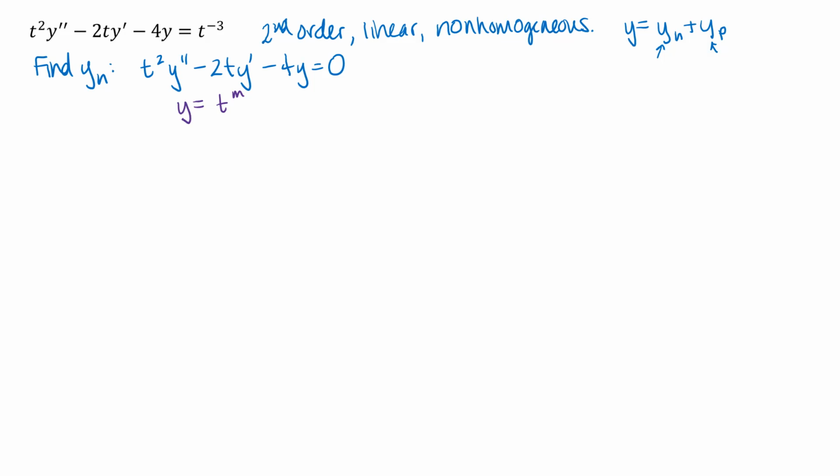If you just look at the form of this and think about taking derivatives, and the derivatives multiplied by t squared and multiplied by minus 2t, and then the original function multiplied by minus 4, all those are going to have to add up to 0. So you're going to have lots of cancellation. So you might guess that the solution is of this form, t to the m. And just as we've done with several different methods, we're going to make that guess, make some substitutions, and see what value of m makes this work.